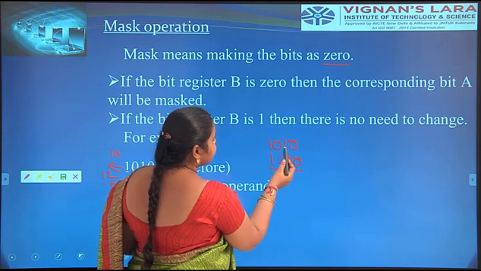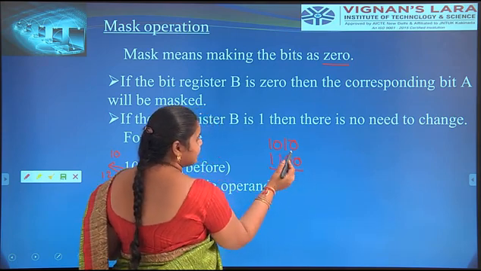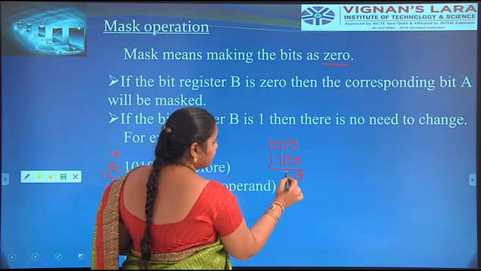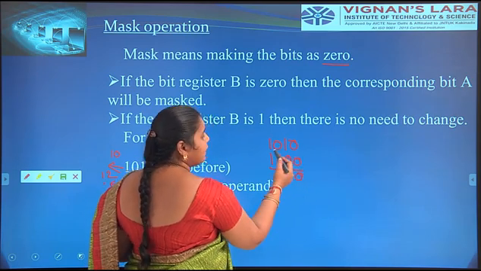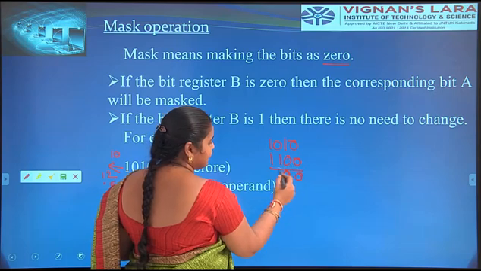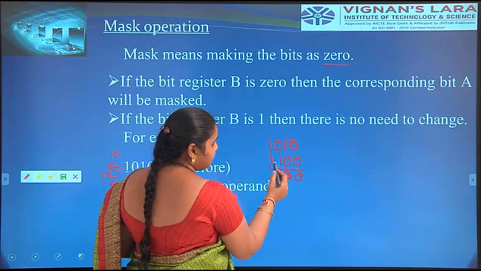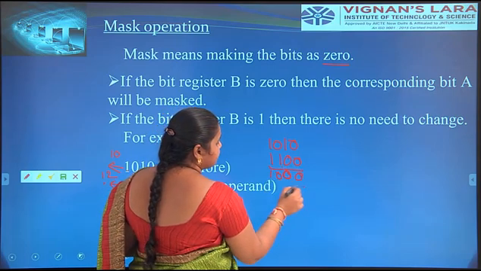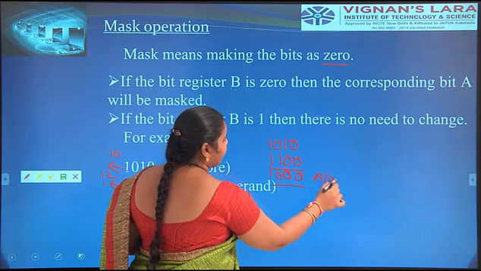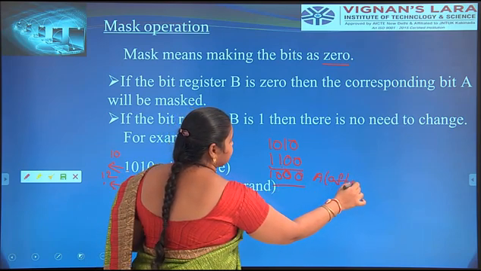Okay, the 0 will be changed. 0 will be placed as masked, that's why we place it as 0 0. Whether A has 0 or 1, we have to place 0. Where B has 1, there is no change. This is the final result after applying the mask operation.